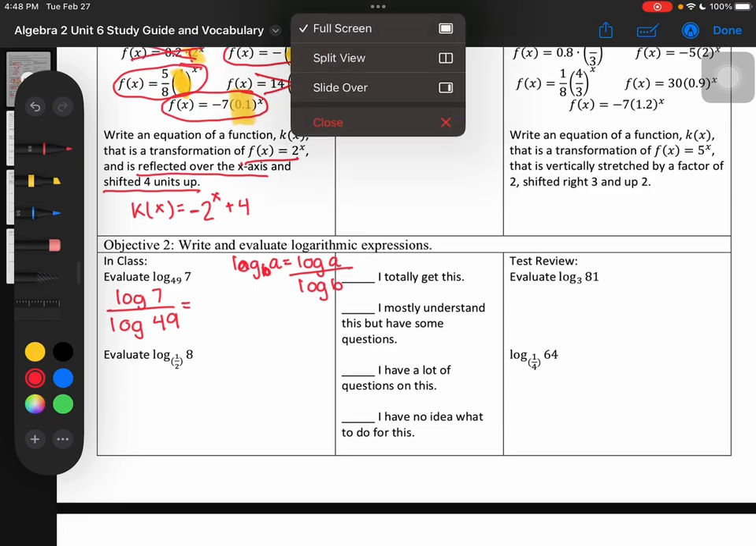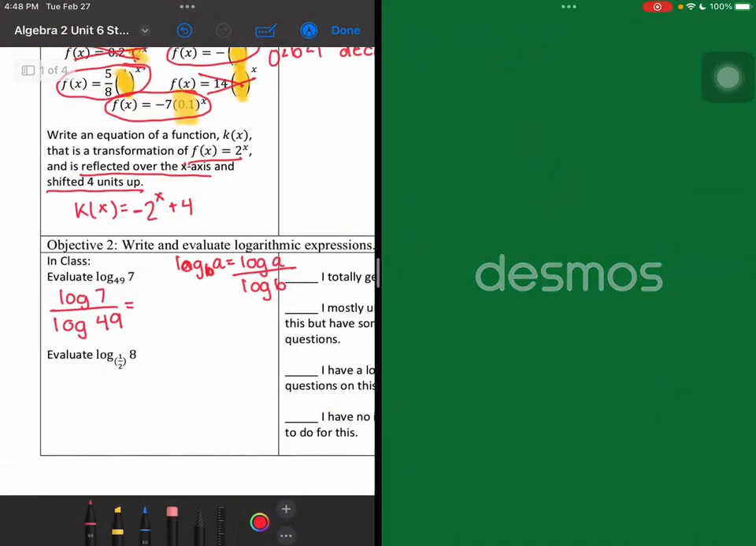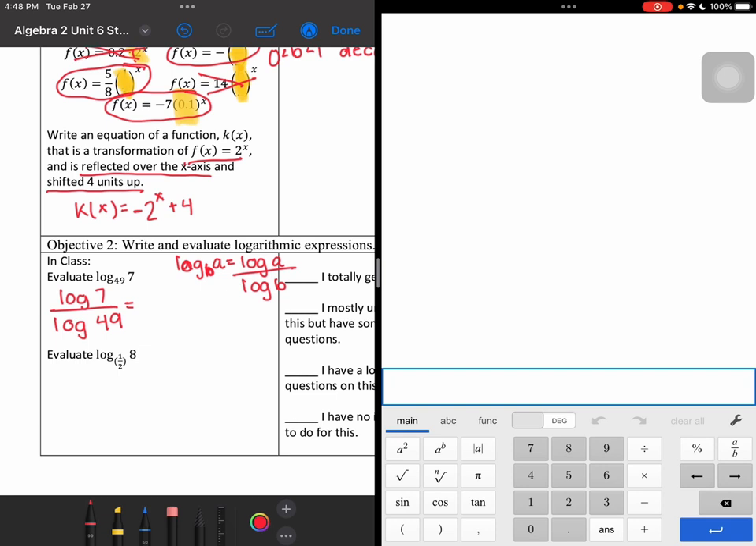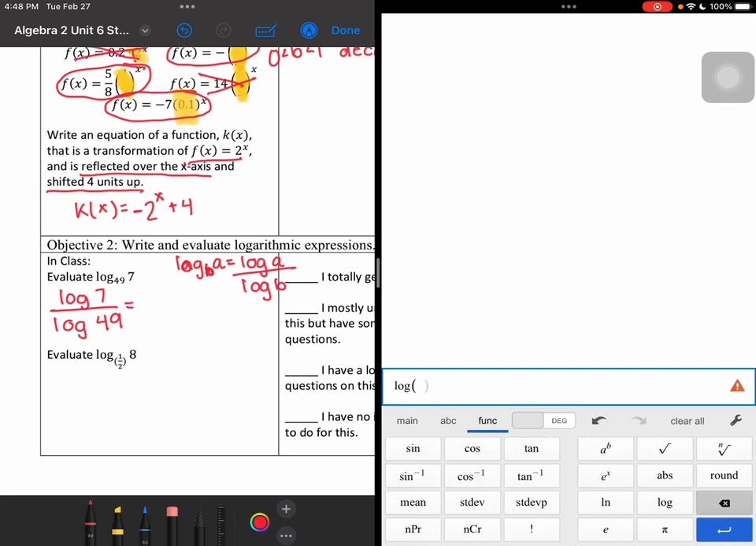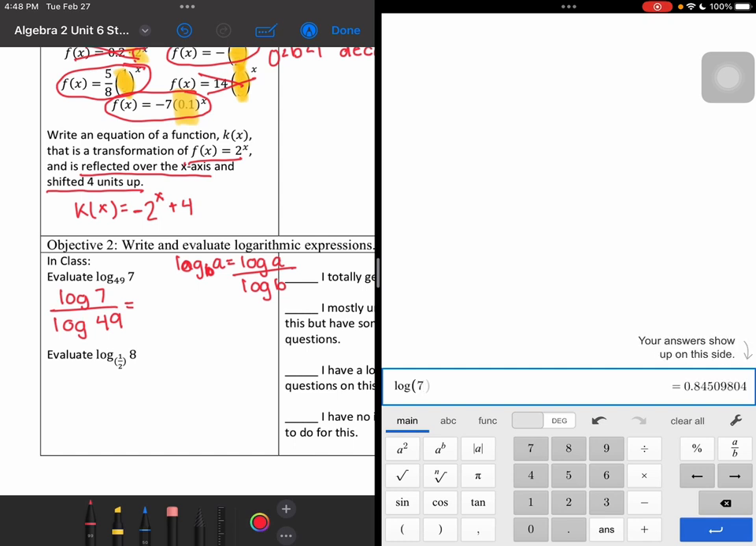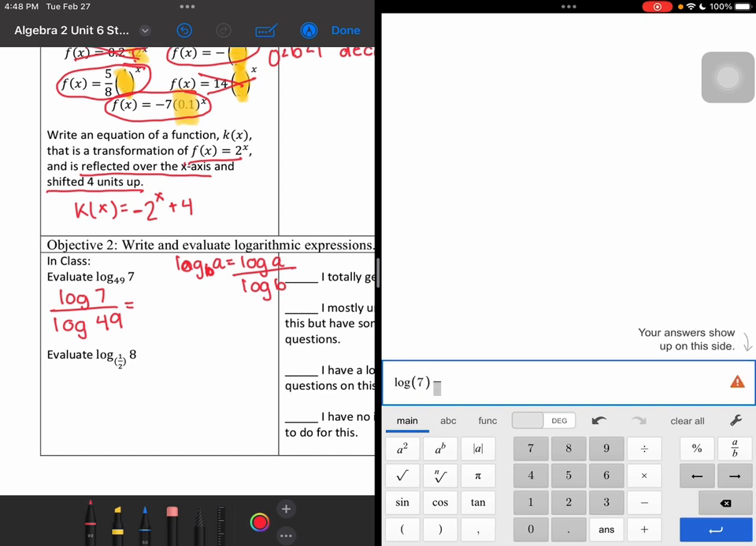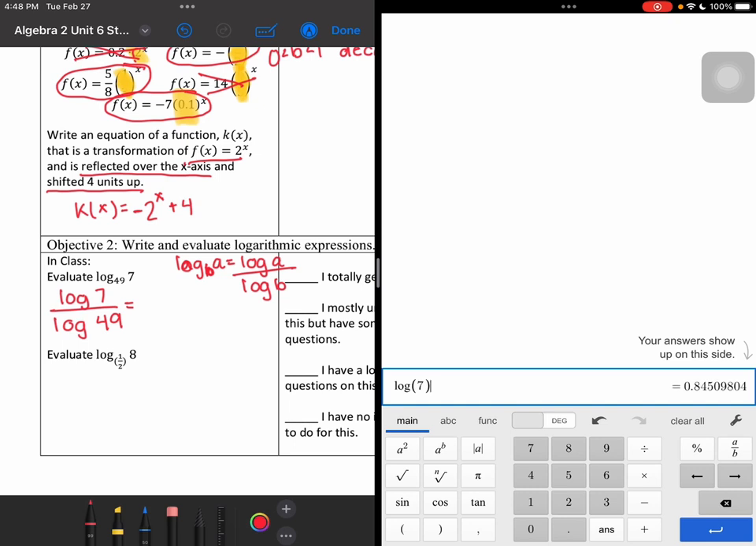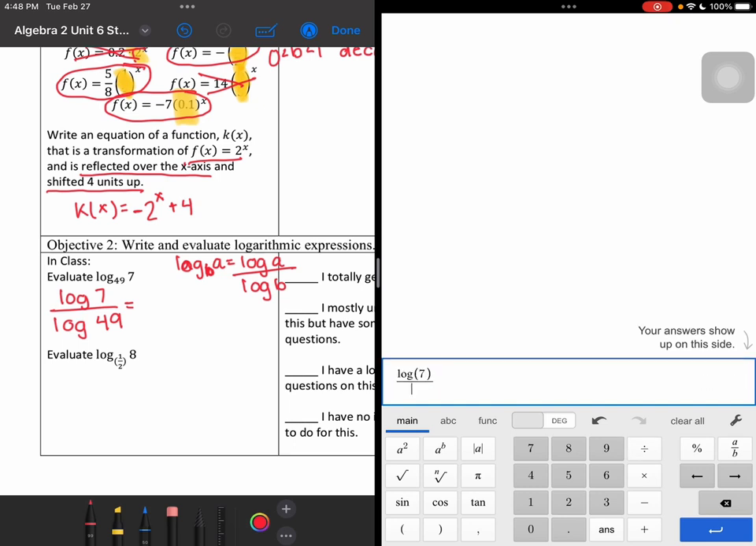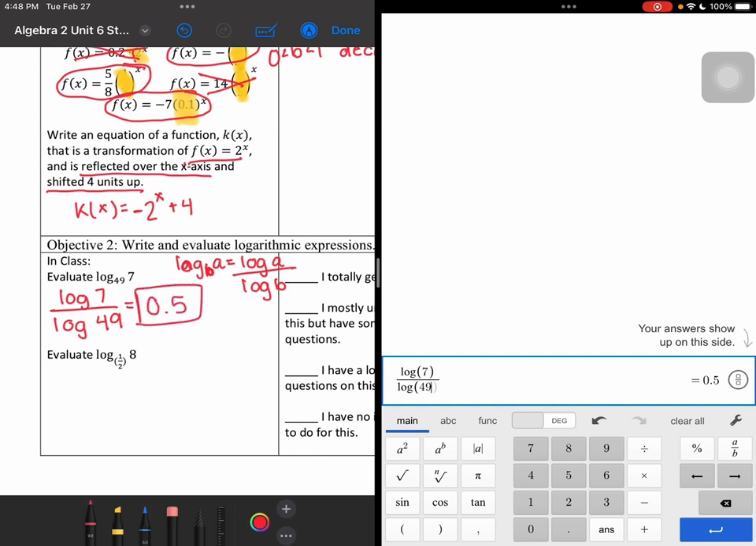So I'm going to open up my scientific calculator now. And remember, we can find a log on the function screen. So I'm going to put log 7 at the top, hit divide. Oops. Not fraction, I just hit divide. There we go. And then now I want to put log of 49. Okay, so that's 0.5. And remember, if it's a long decimal, we want to round to the thousandths place. So 3 numbers after the decimal point.